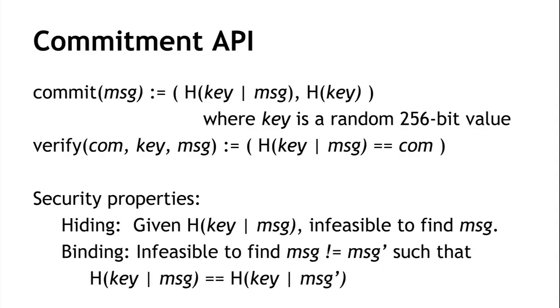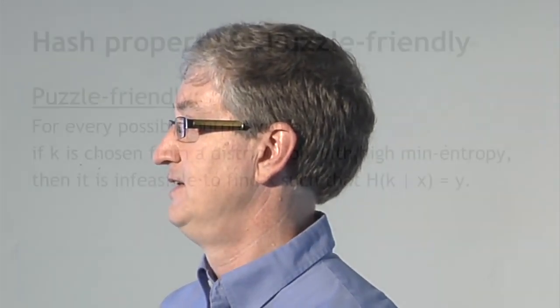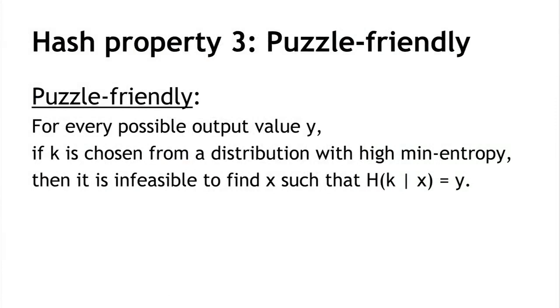OK, so that's the second security property of hashes, that they're hiding, and the application of that is commitments. The third security property we're going to need is that they're puzzle-friendly. And this is, again, a little bit more complicated, but let me just go through it a bit by bit. For any possible output value y that you might want from the hash function, we're going to use y as an output value of the hash later, that if k is chosen from a distribution that has high min-entropy, that is, k is chosen randomly from some set that's super spread out, then there's no way to find an x such that the hash of k and x is equal to y.